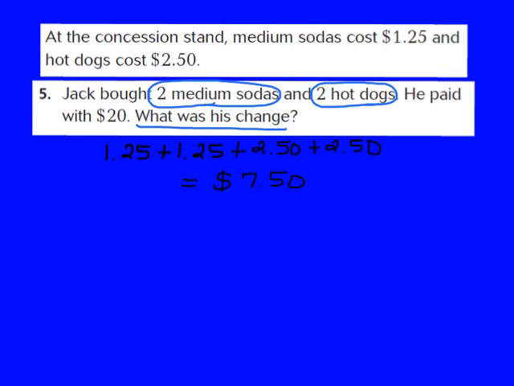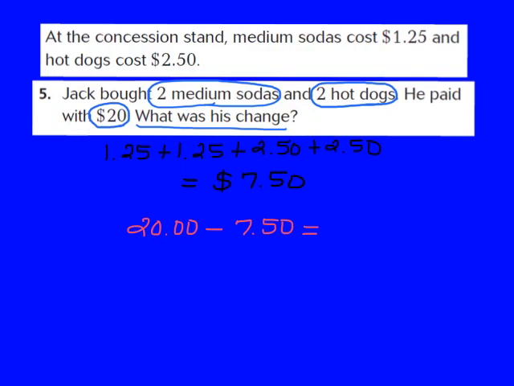Now, what I also know is this. I know that Jack paid with a $20 bill, and the question once again is, what was his change? So what I'm going to do next is calculate the change. I'm going to take my $20 and write down $20. So here's my $20. And from that, I'm going to subtract the $7.50, which was the cost.